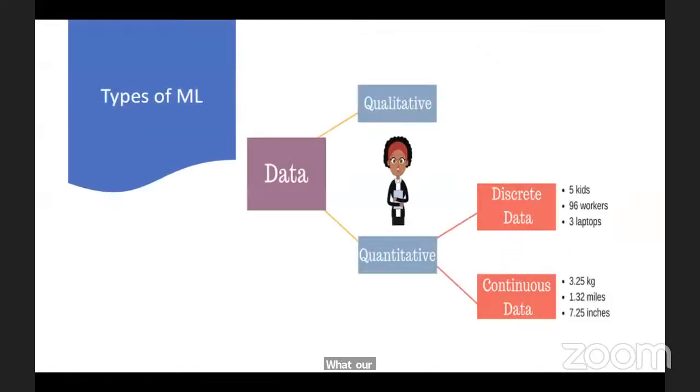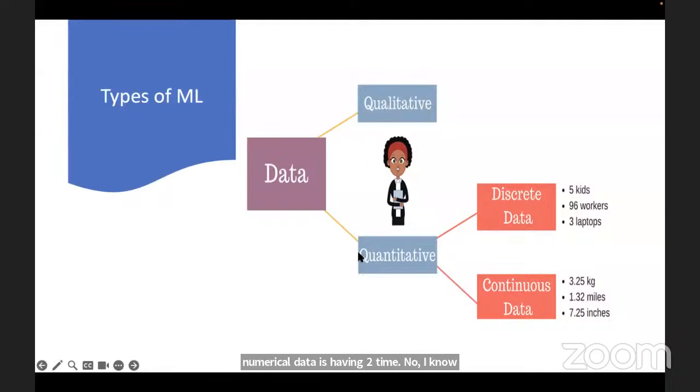Machine learning is of so many types. Before that, you should know the difference between data types. Data is divided into two types, guys: numerical data and non-numerical data. Numerical data is called quantitative data, and non-numerical data is called qualitative data. In the numerical data also, there are two types: discrete and continuous. And in the qualitative, non-numerical data, there are two types: nominal and ordinal.